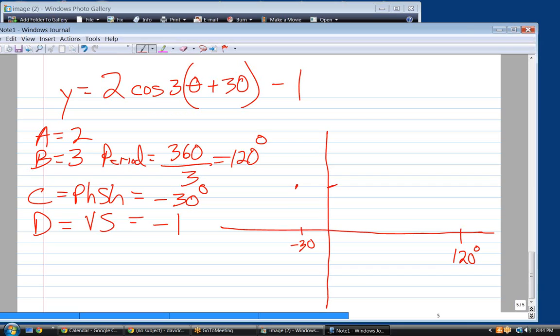Where am I going to end it? 120 from 30. In other words, at 90, I'm going to end it. See why? Because the period needs to be 120. So if I was just plotting phase shift only, I would start here, go down, end it back up there. That's what cosine of theta plus 30 would look like.